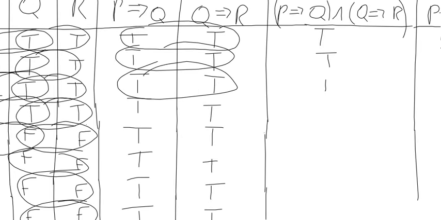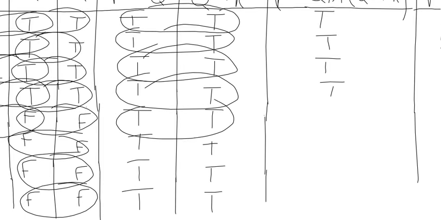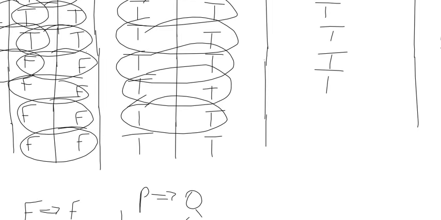Again, next one, true and true is true. True and true is true. Okay, again, we're having all truths in each of our columns. This is good. Now let's look at P implies R.